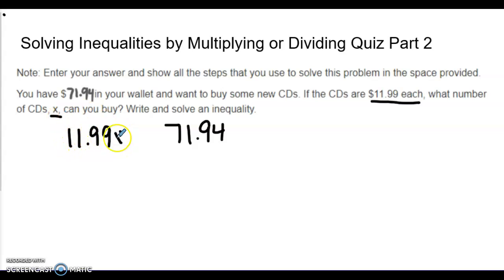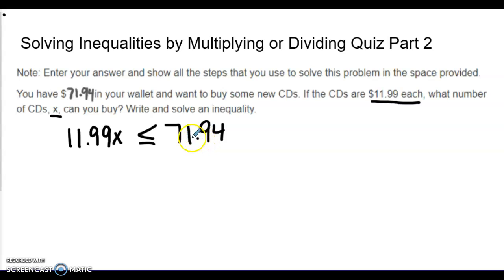$11.99 times X. So if we bought one CD, you would do $11.99 times 1, and your total would be $11.99, right? If we bought two CDs, we would do $11.99 times 2, and our total would be like $24. So we want to multiply these, but we can't spend more than $71.94. We got to make sure that we spend less than or equal to the total amount of money we have, right? So we've got to spend less than or equal to $71.94.